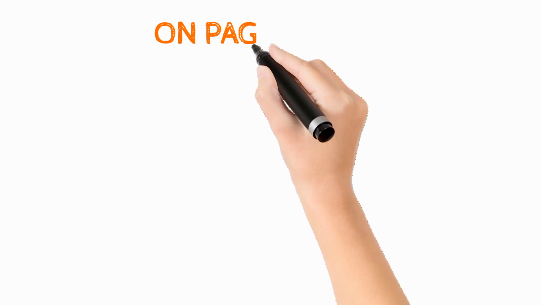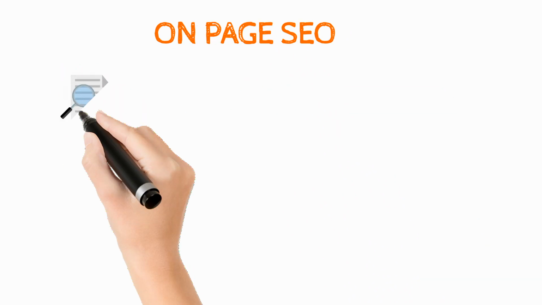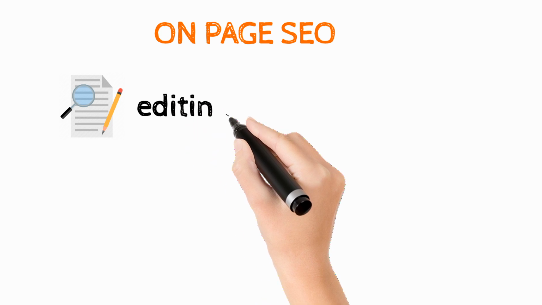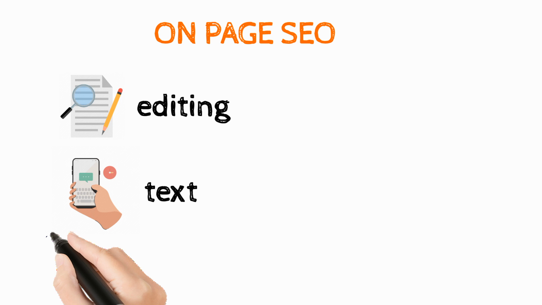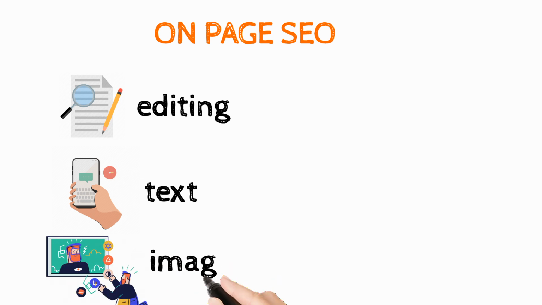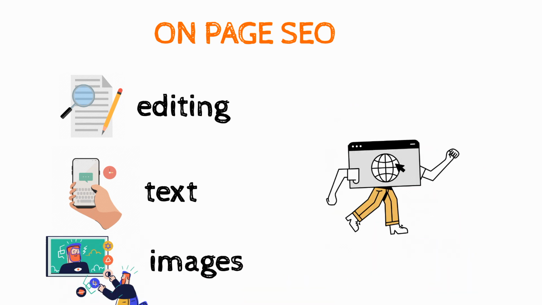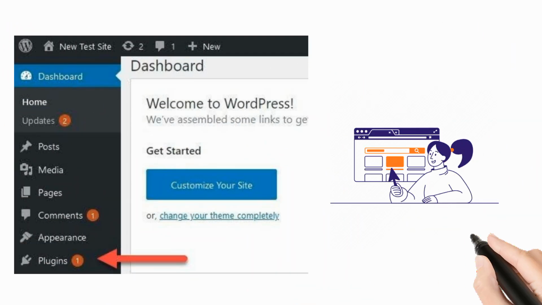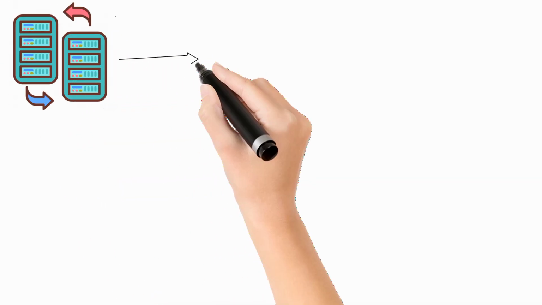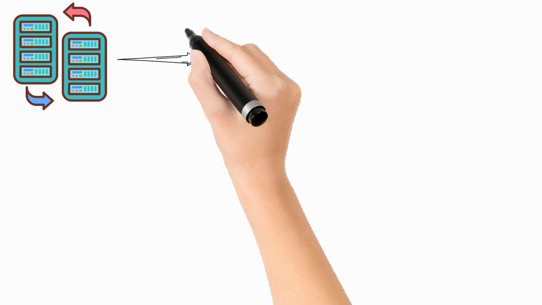The second step for SEO is on-page SEO. On-page SEO is what you can do on your page, like editing, adding text, adding images, and so on, that you can do directly on your website to optimize SEO. So the plugin option on the dashboard of your website helps you to optimize your website articles. Repetition of some words will help Google to know what the topic is about in your articles.